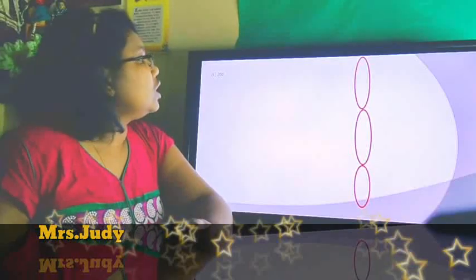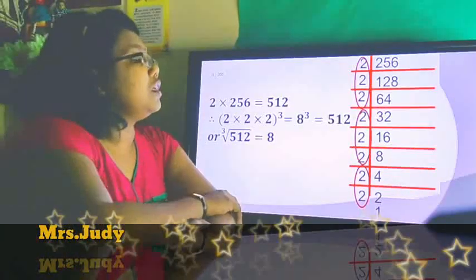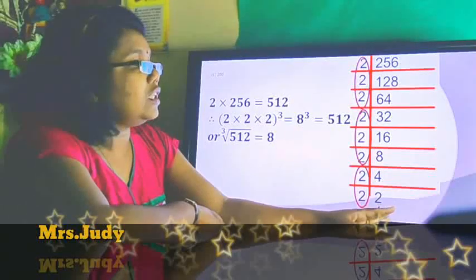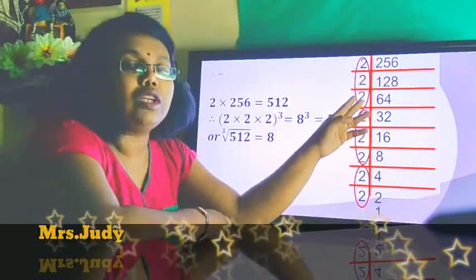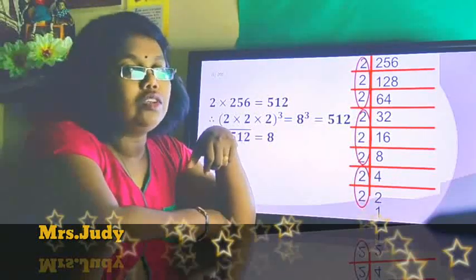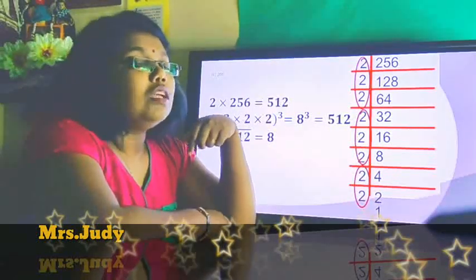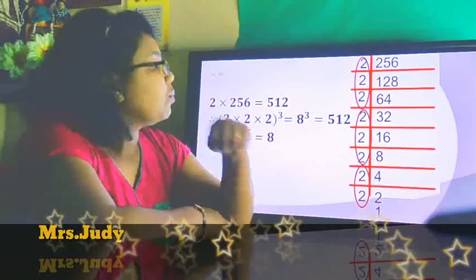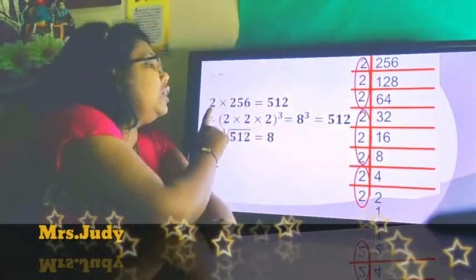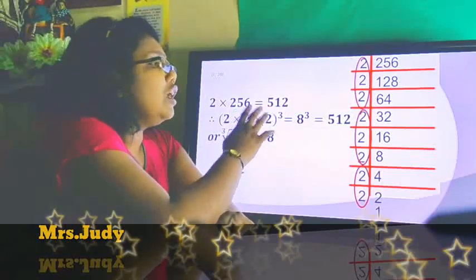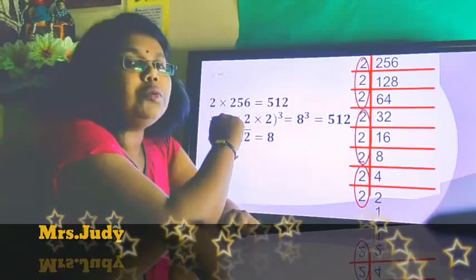Now the second question, 256. Now 256, when you do prime factorization, you could see there is a group of 3 2's, another group of 3 2's, but the third group of 2's is only 2. So what we need is another 2 here so that it becomes 3 2's. So what we do, 256 multiplied by 2, which gives you 512.